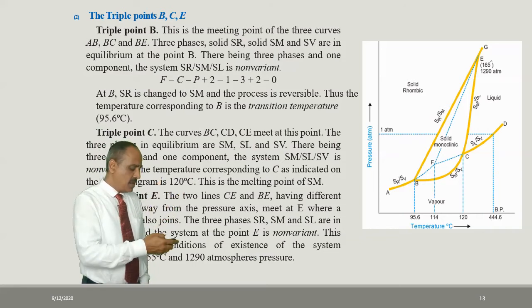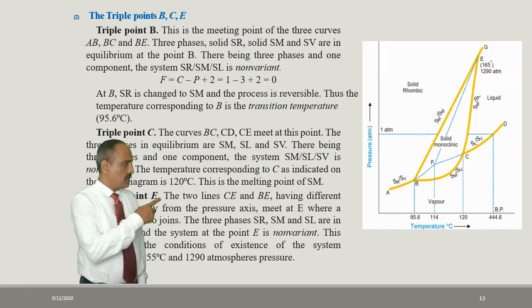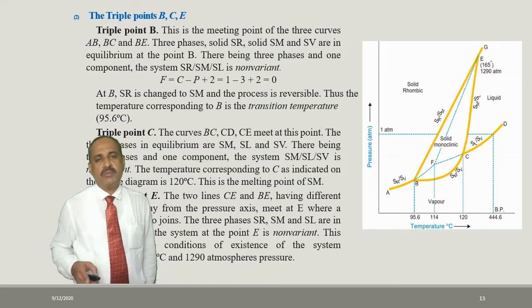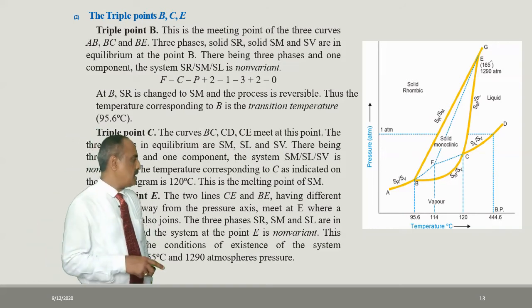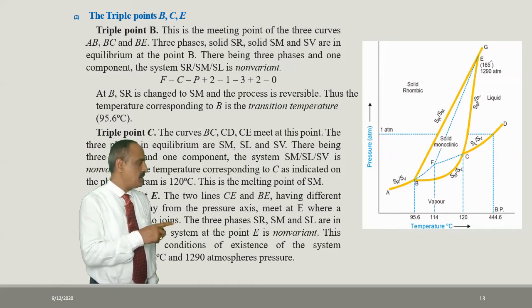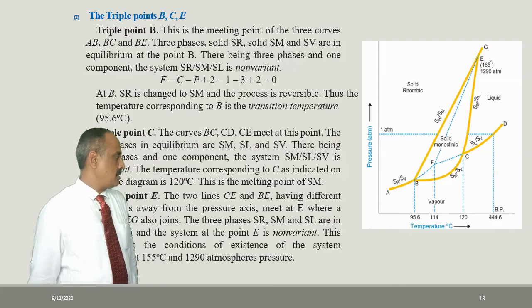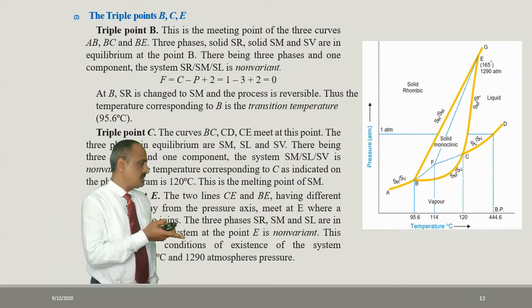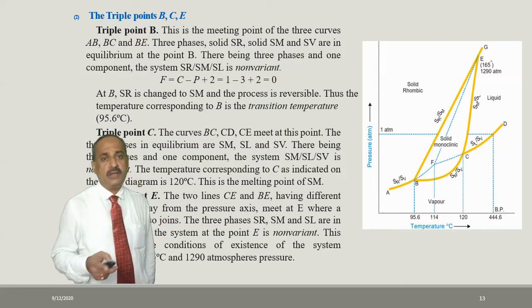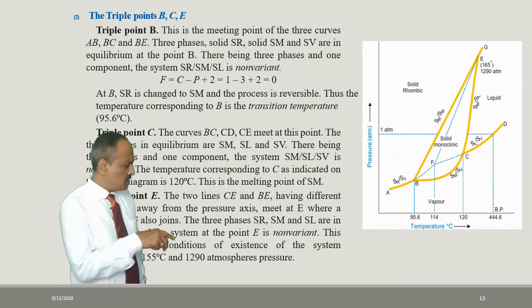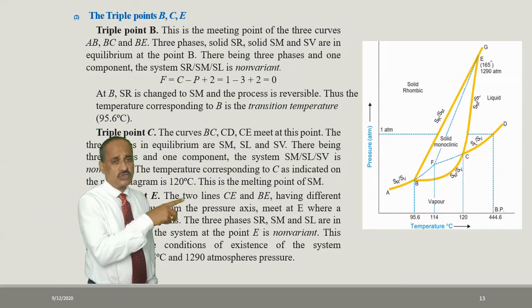In the same manner, you can see the curve BE, again there are 2 phases in equilibrium, that is sulphur rhombic and sulphur monoclinic. And the curve AB has 2 phases in equilibrium, that is sulphur rhombic and sulphur vapor, and curve BC has 2 phases in equilibrium, that is sulphur monoclinic and sulphur vapor. So, you see all the things are shown in the diagram.